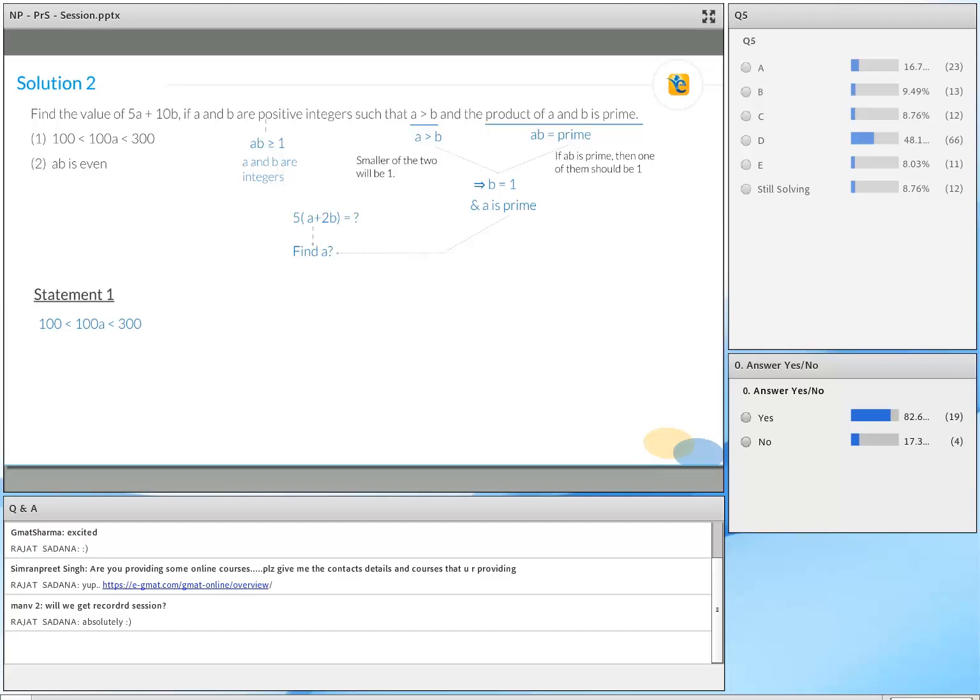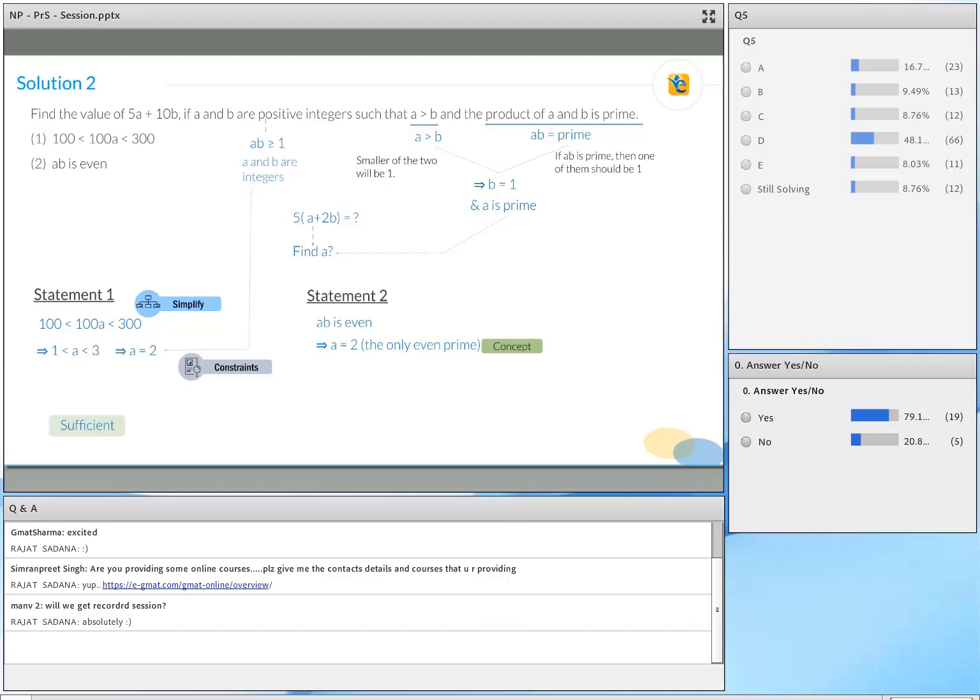Statement 1 says 100 is less than A is less than 300. We need to simplify this. Okay. Unnecessarily, they've used big numbers here. So 1 is less than A is less than 3. Now, because A is an integer, this means A is equal to 2. I have my answer for A, which means statement 1 is sufficient.